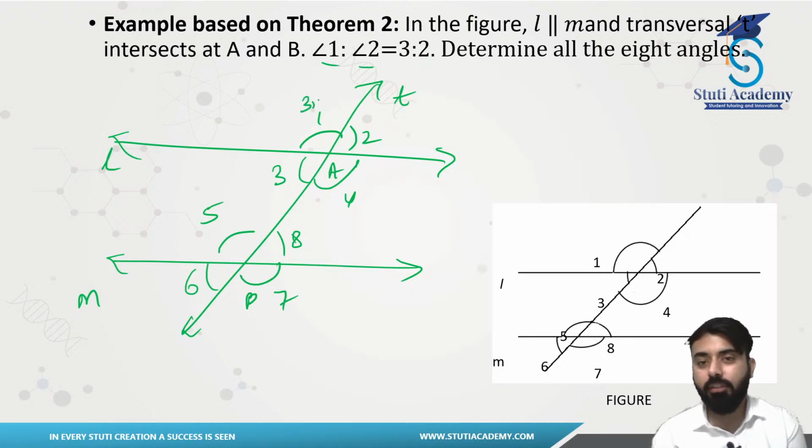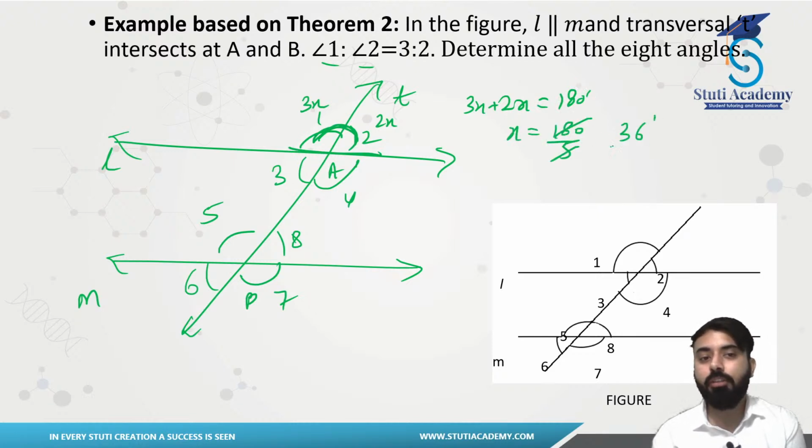So I know angle 1 is to angle 2, that is 3 is to 2. So if this is 3x, that will be 2x, such that 3x plus 2x should be 180 because we are having a straight line and this is a linear pair. So x will be what? 180 divided by 5. So this will be what? 36 degrees. So this angle will be 108 degrees and this one will be 72 degrees, right?